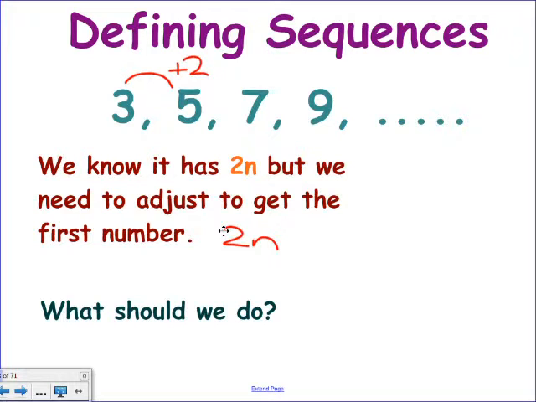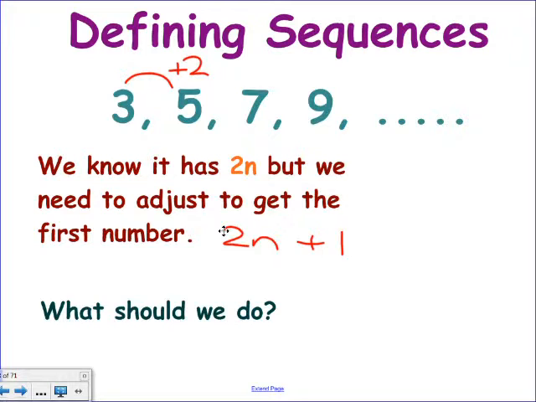So what do I need to do? Is it 2n plus 1? It is absolutely 2n plus 1. So the expression that defines this sequence is 2n, because that's the rule, times n, with an adjustment of plus 1, because I'm at 2 and I need 3. So let's have a look at it. Let's go to our fourth term. I put 4 in here. 2 times 4 is 8, plus 1 is 9. Works. I can go to 9.